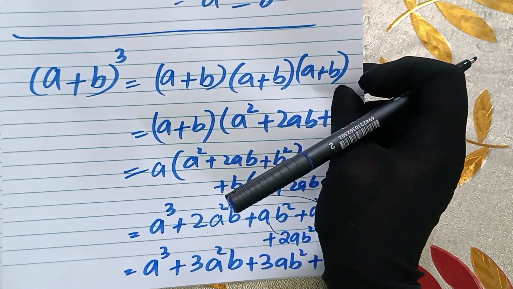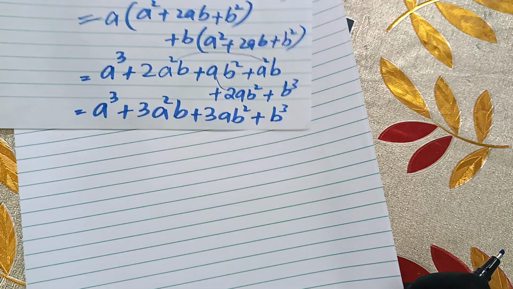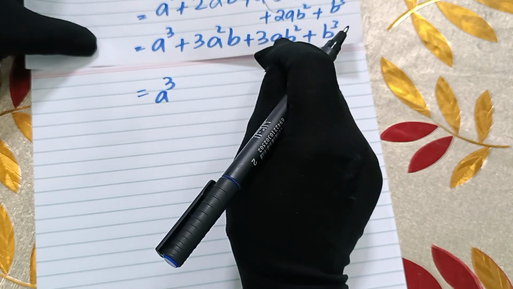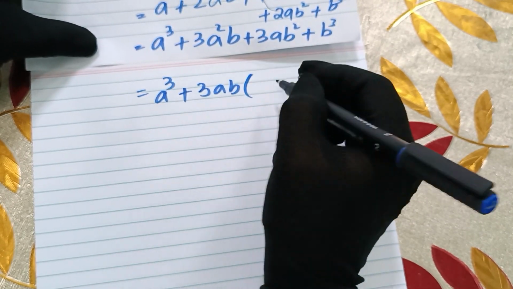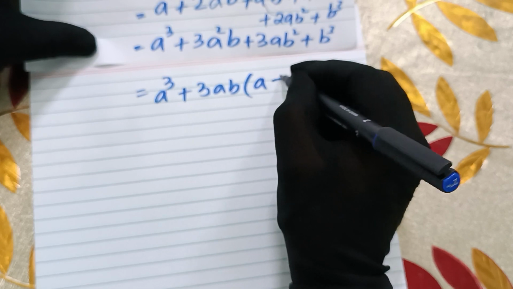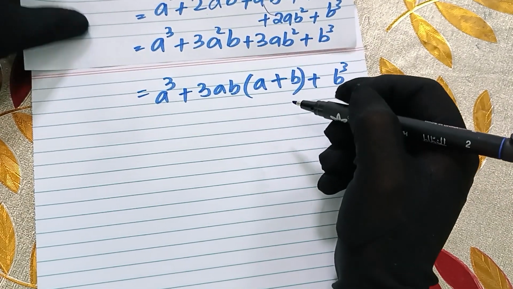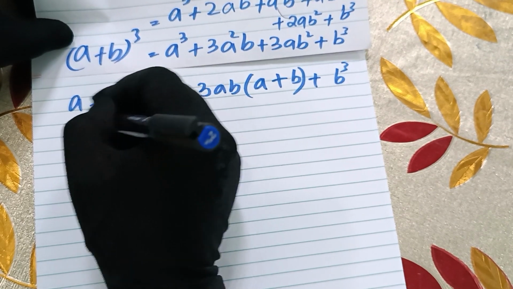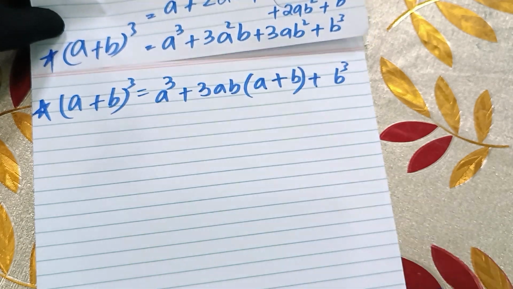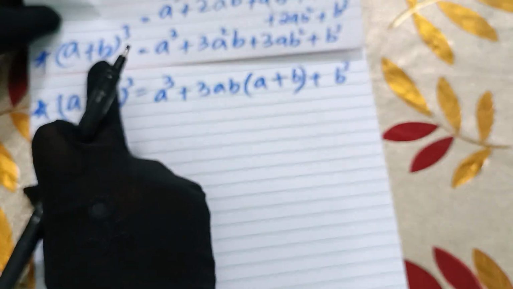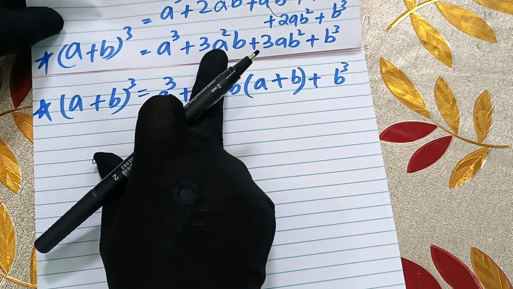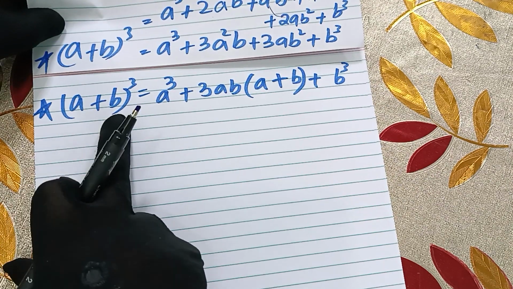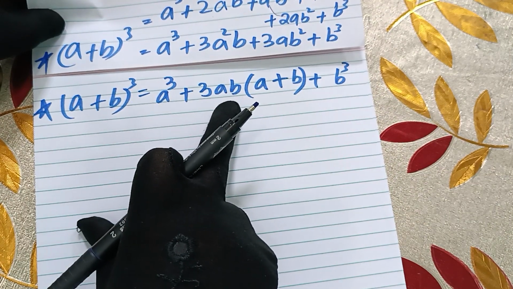So in this way we make the identity of a cube. If we take 3ab common, 3ab and here a is left and here b is left, plus b cube. So either this one or it is equal to this one. They both can be used equally, whatever you want. A plus b whole cube will be opened as a cube plus 3a square b plus 3ab square plus b cube. And this one, a plus b whole cube equals a cube plus 3ab times a plus b plus b cube.